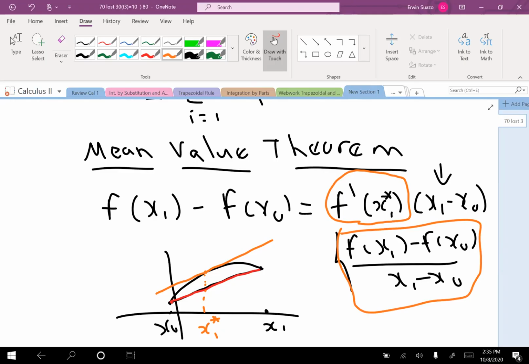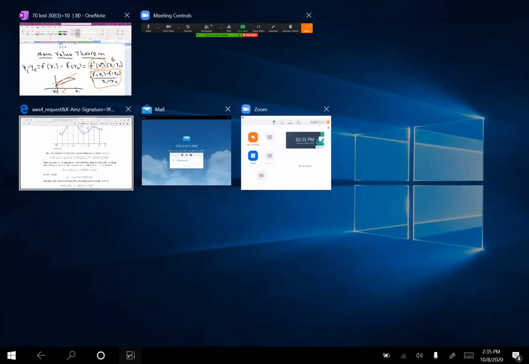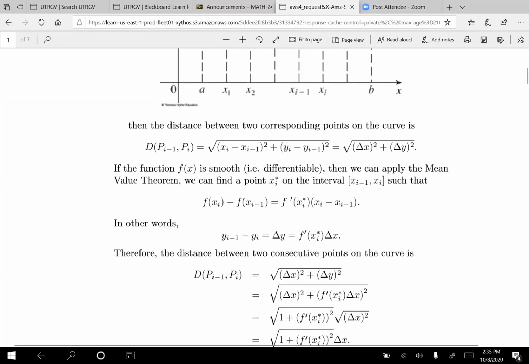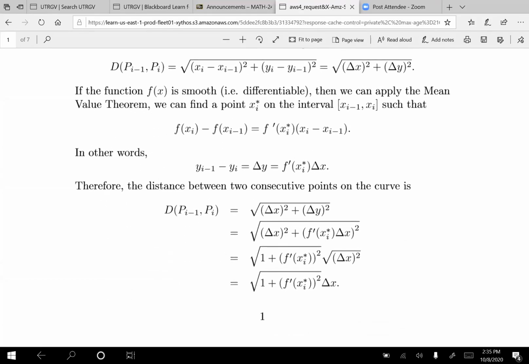So all that to say that instead of writing y1 minus y0, I'm going to write f prime of x1 star times x1 minus x0. We're going to do that like in the notes. In other words, yi minus yi-1 equals f prime of xi star delta x. And then basically we are done because look at what we're going to do.